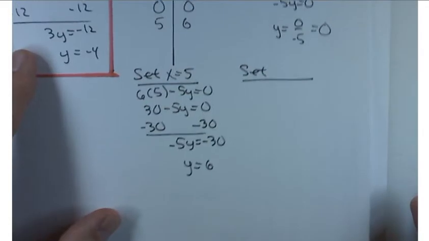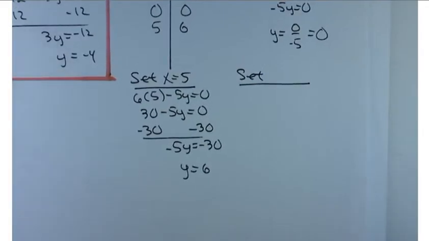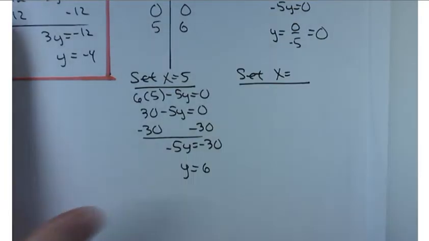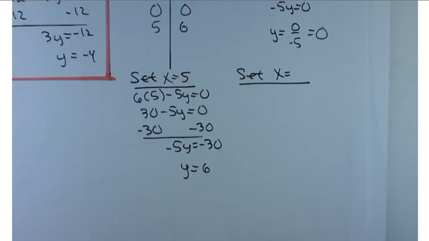But a lot of you probably weren't able to find nice, friendly points. What happened if you chose a different value? Somebody give me a value for x that you chose that didn't work out so nice. 1? Sure. Let's choose x equal 1.